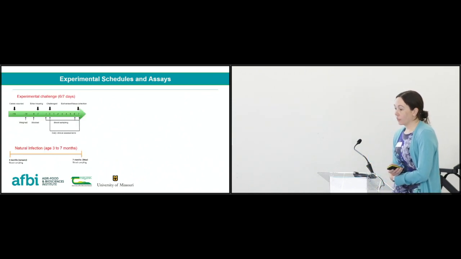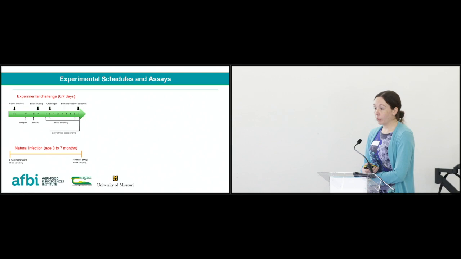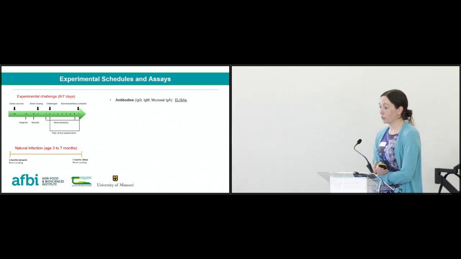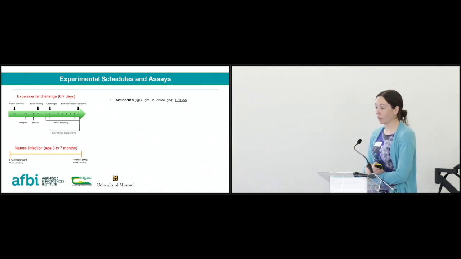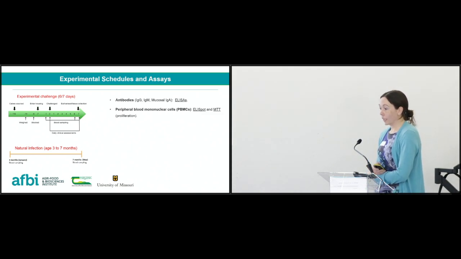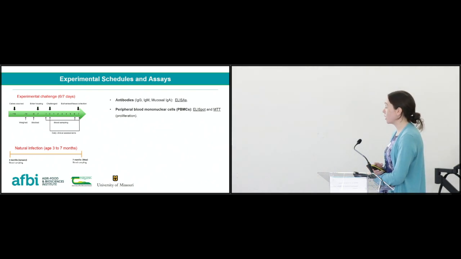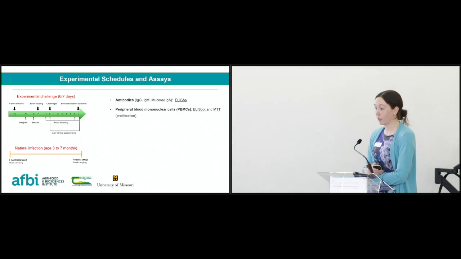So with our two different types of studies, we can take a lot of different samples from the animals and then use them in further assays. We can look at specific antibody levels against the viruses. So we can look at IgG and IgM levels in the blood. And we can also look at mucosal IgA from the nasal secretions and use ELISAs to look at antibody levels. We can isolate peripheral blood mononuclear cells, or PBMCs, from the blood, and we can use ELISpot and MTT assays to look at proliferation of the T cells as a marker of their activation.